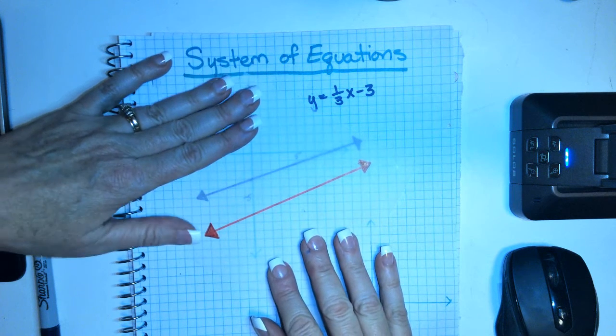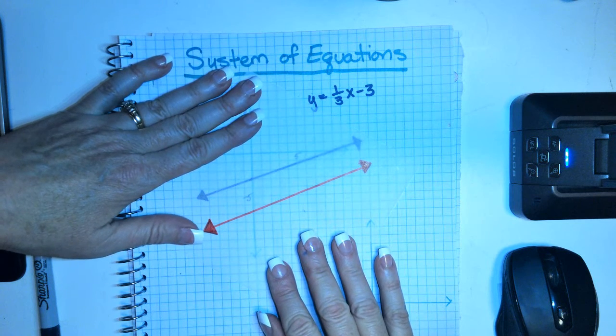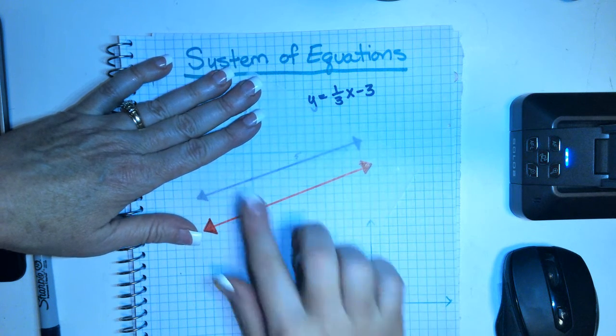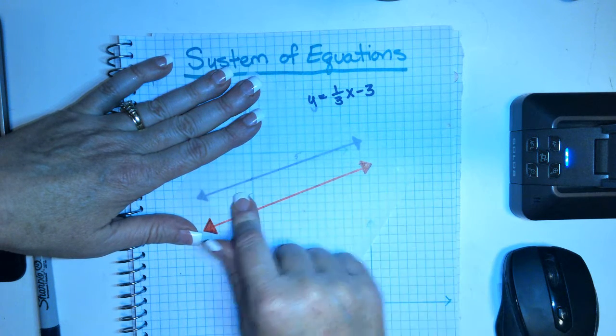If, however, those lines are parallel, then they will never intersect, which means they wouldn't have any solution.